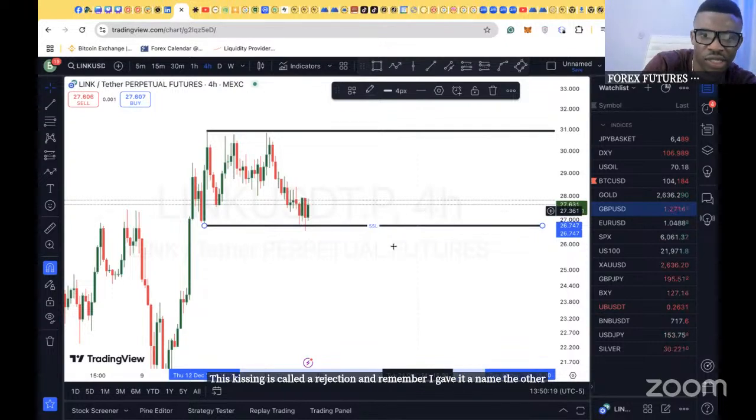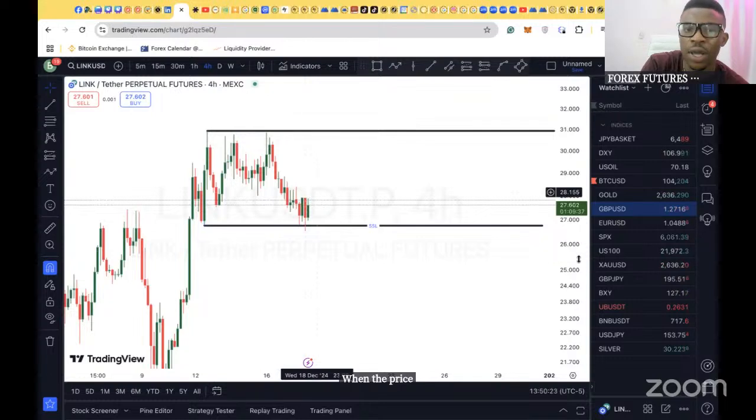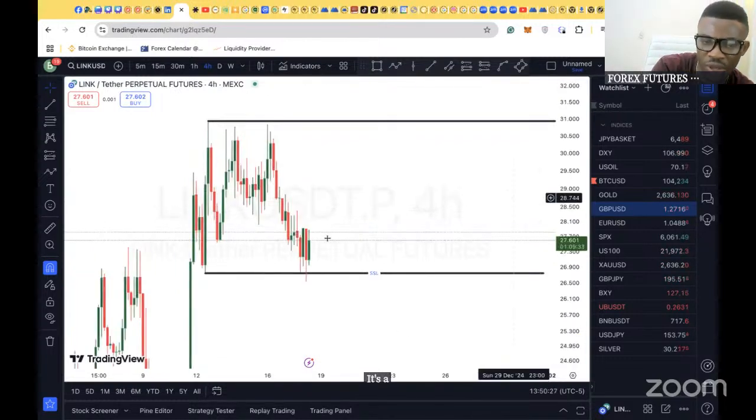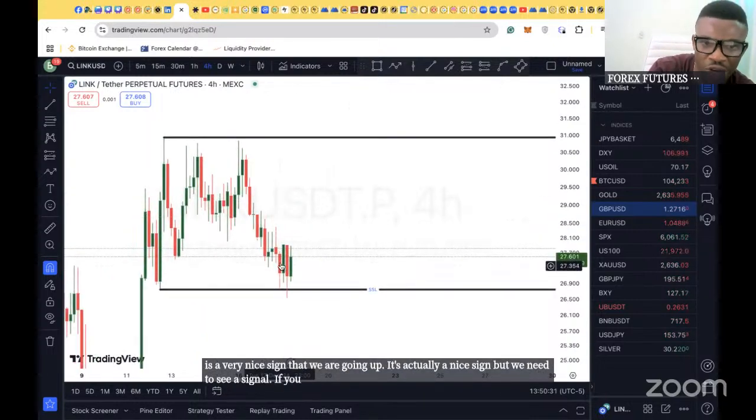And remember, I gave it a name the other time. If you can remember SSL, it's called sell side liquidity. When the price sweeps the low and pushes back up, it's a very nice sign that we are going up. It's actually a nice sign, but we need to see a signal. If you look carefully, you will see a bullish engulfing. 1, 2, bullish engulfing. After a bullish engulfing, we are good to go.